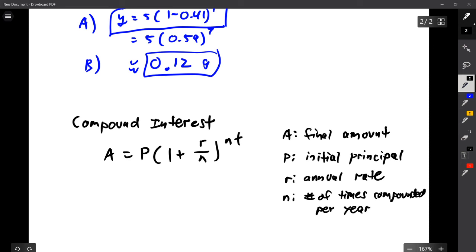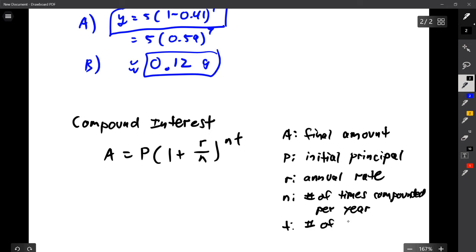If you're dealing with money, it's almost always compounded monthly. What that means is each month the bank looks at how much money you have in your account and then they give you interest. The next month, give you interest. The next month, give you interest. And then T is number of years.